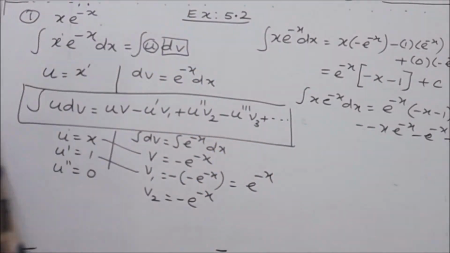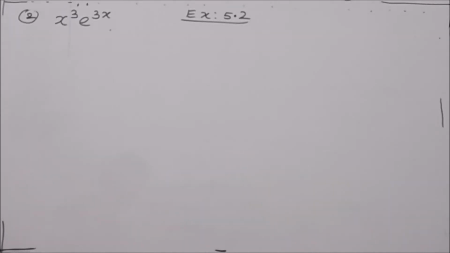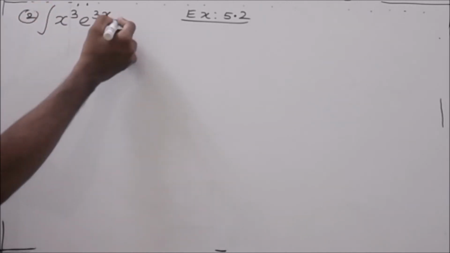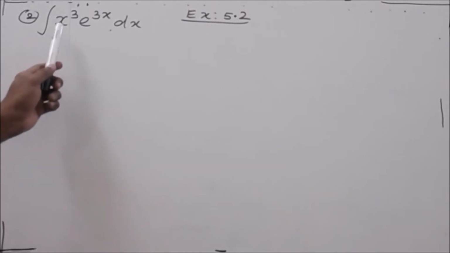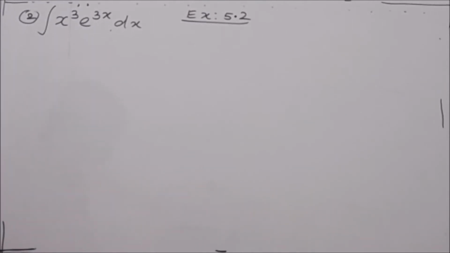Next question, the given is x cube e power 3x. I think it is more interesting. Now we are in the second sum of exercise 2.5. Given x cube e power 3x, integral x cube e power 3x into dx. Can we apply Bernoulli here? There are two functions, they are in product.